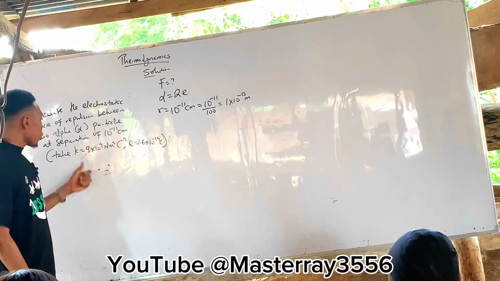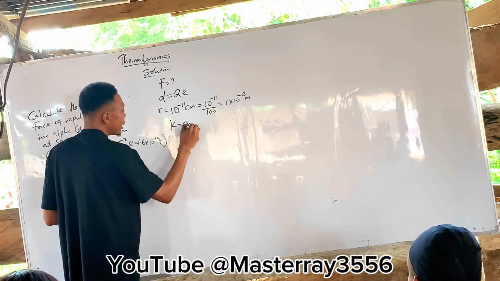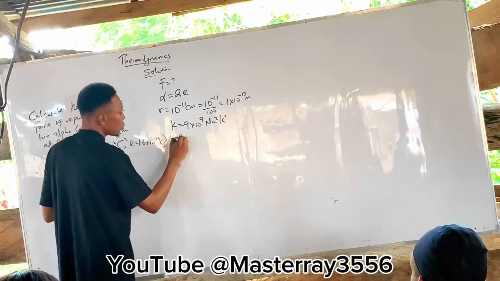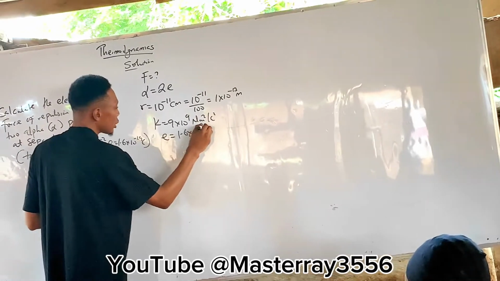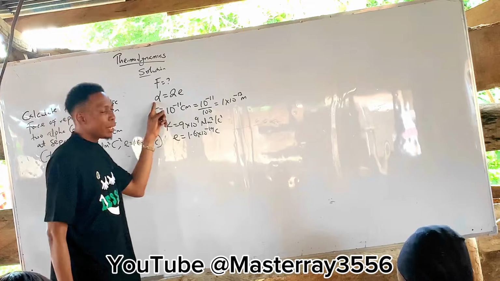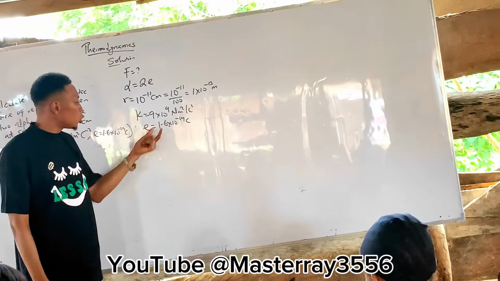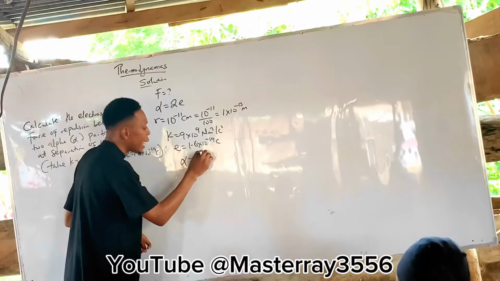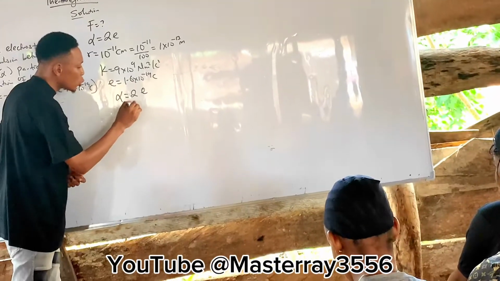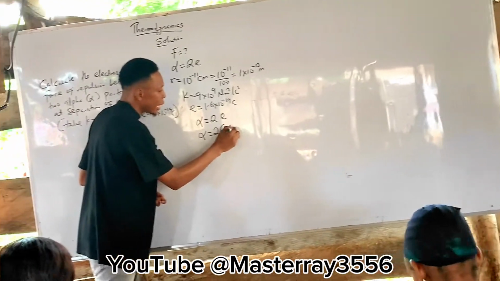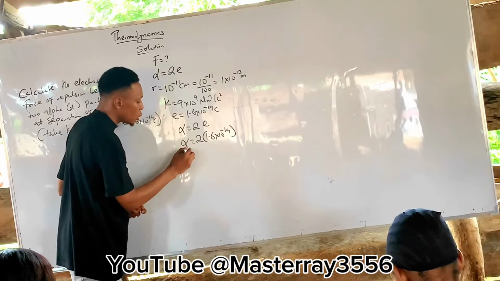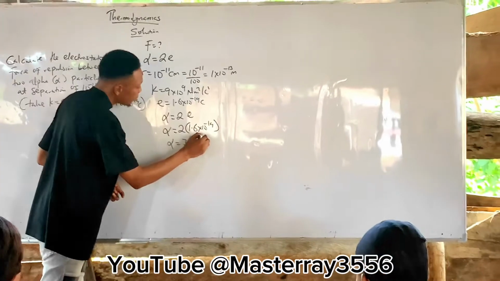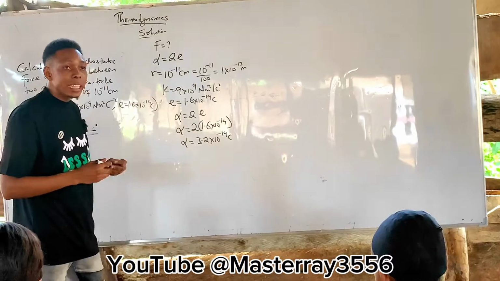So this time around, we are given our k to be 9 times 10 raised to power 9 Newton meter square per coulomb square. And we are given our electron charge to be 1.6 times 10 raised to power minus 19 coulomb. To get our alpha, alpha is a charge, so you substitute into the expression. Alpha equals twice electron, so alpha equals 2 times 1.6 times 10 raised to power minus 19, which is 3.2 times 10 raised to power minus 19 coulomb. So you are taking this in form of charge.